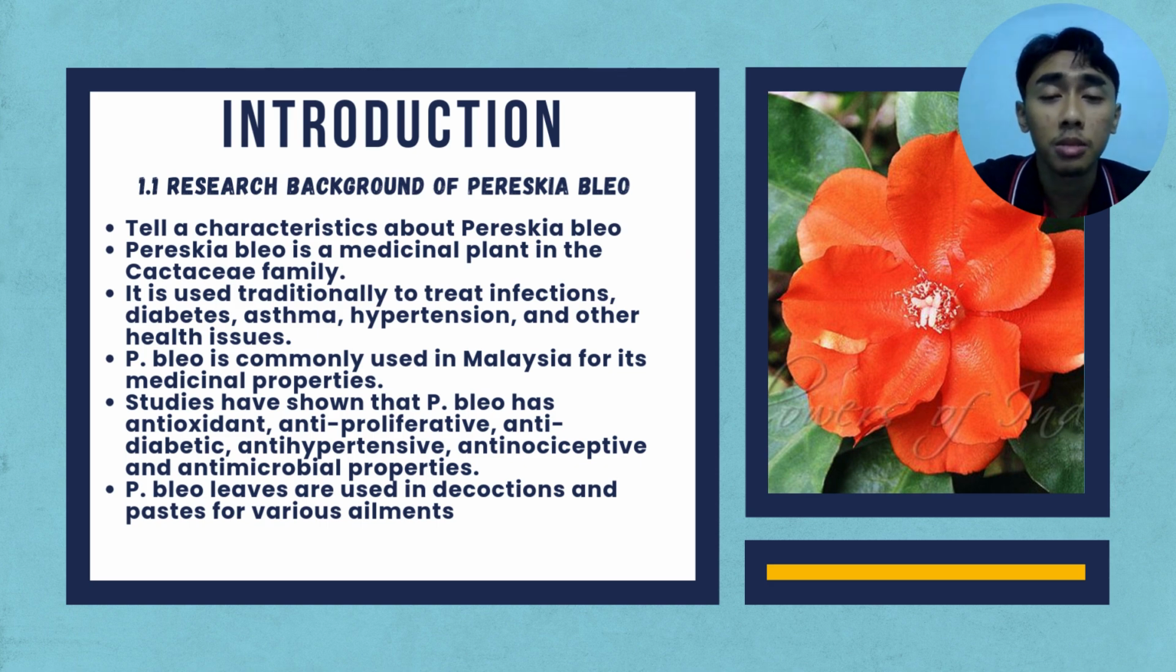Communities in Malaysia commonly use Pereskia bleo leaves for their medicinal properties. This Spanish shrub with orange red flowers is claimed to be effective against diabetes, hypertension, and even cancer. Additionally, it has been used to treat inflammation, gastric pain, ulcers, and for overall body revitalization. Furthermore, Pereskia leaves are used in decoctions and pastes for various ailments.